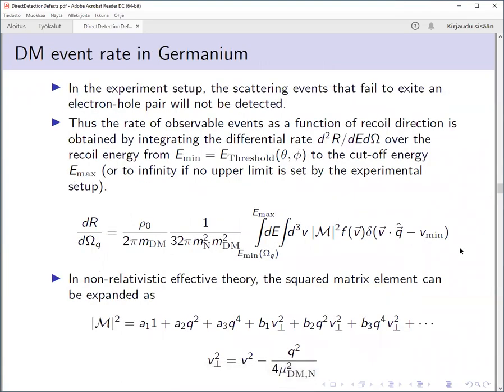Now, since I've already spent quite a lot of time, I will skip some of the maths describing how you then compute the event rate for this kind of event. Anyway, the idea is that the event rate depends on the direction, since you have this minimum energy that you need to create the defect, and this is a function of direction due to the crystal structure.